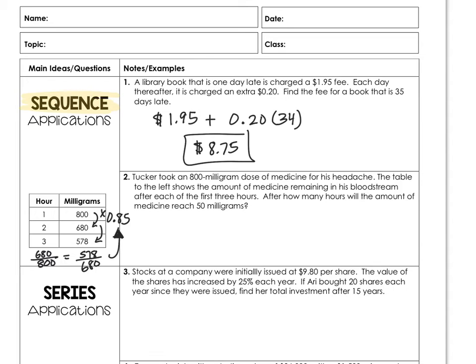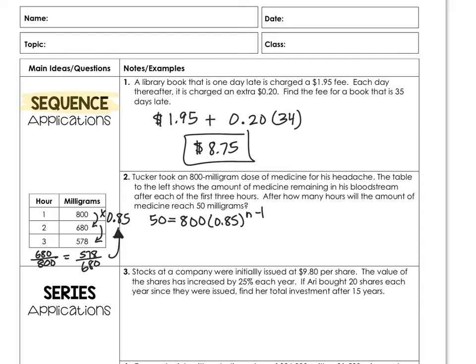All right, so let's see. We want to know how many hours until the medicine reaches 50 milligrams. So 50 is the ending term, beginning with 800, and we're multiplying by 0.85 n minus 1 times. So we've got to solve that particular formula.